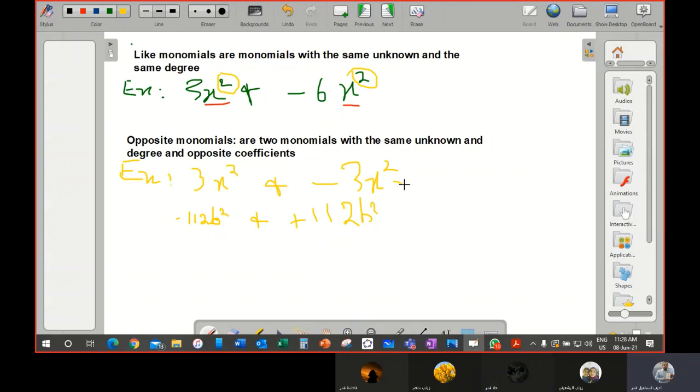Okay. For opposite monomials, the result of their sum is equal to what? To 0. So if I say 3x squared plus minus 3x squared, what do they give me? Equal 0. Likewise here below, minus 112b squared plus 112b squared equals 0. These are like monomials and opposite monomials.